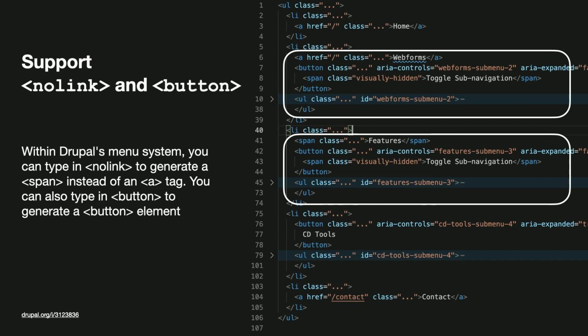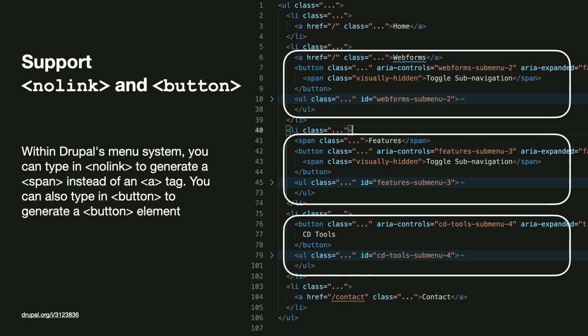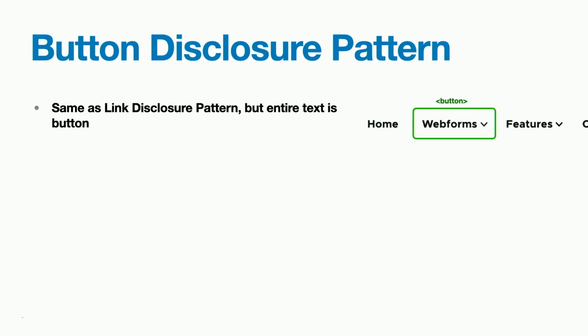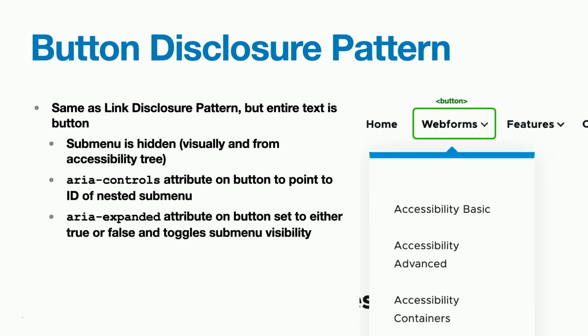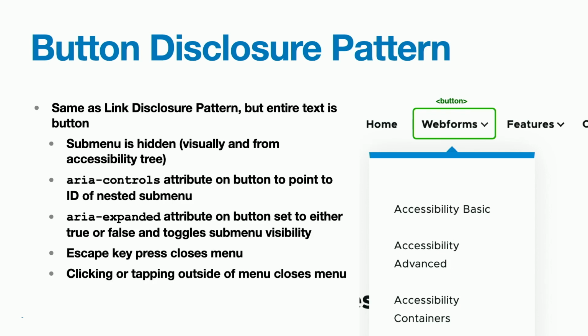So this is like the markup that it generates right here. You see the link disclosure pattern at the top, and then I guess this is no link right here, the second one, and at the bottom we have more of a traditional button disclosure pattern. The whole thing is a button, and to me that's kind of a little bit more optimal. But that, of course, once again, is up to the site builder, the users, to create that. We can't control that. So this is very similar to the link disclosure pattern that I talked about earlier. Escaping will close the menu, and also if you tap outside or you click outside, it'll close the menu.